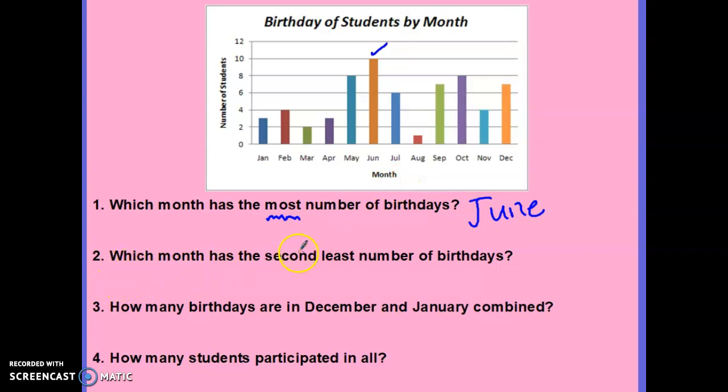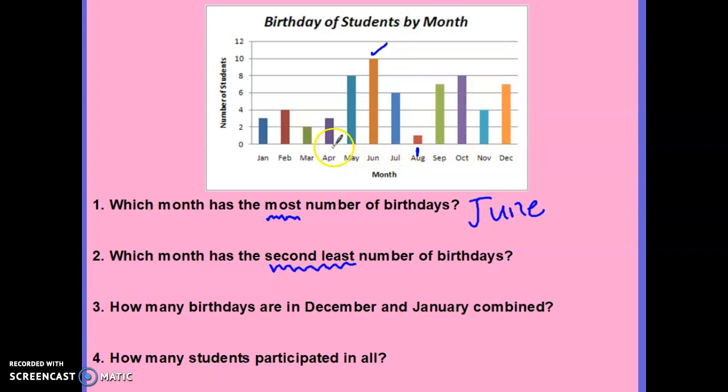Which month has the second least number of birthdays? Whoa, a lot of language there. Has the second least number of birthdays. So maybe not the one that has the very least, but the next one up. So not the one that has the smallest number or the fewest number, but the next one up, the second least one. So first let's find the smallest one. That appears to be August. August seems to be pretty small, but it doesn't want the least one. It wants the second least. So I'm going to look for the next biggest one.